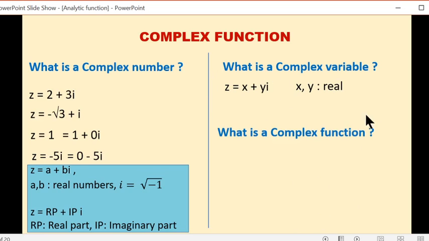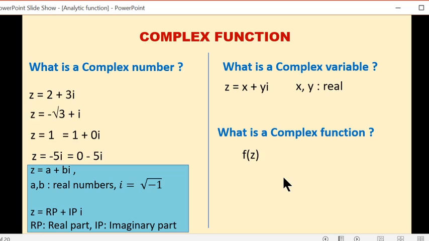Okay, next from complex variable we see what is a complex function. We have this complex variable z. Using this variable we form a function. That is called a complex function. So how does this complex function look like? It is denoted by f of z, that is function of z. Now this z being a complex variable, when we use this variable to form a function, the function is complex. The function is complex means what? It means that it has a real part and it has an imaginary part.